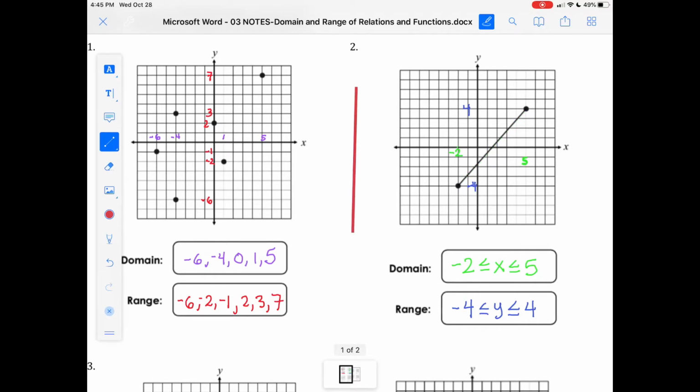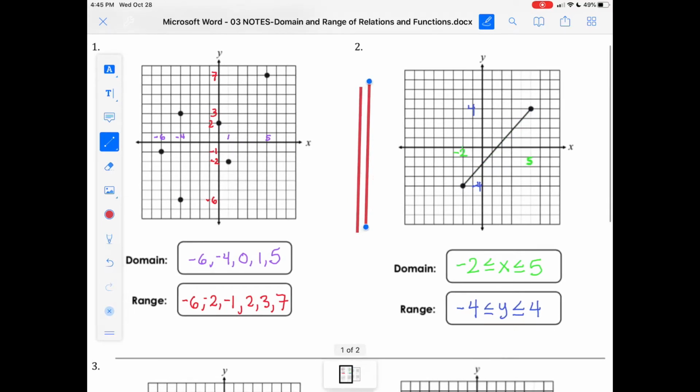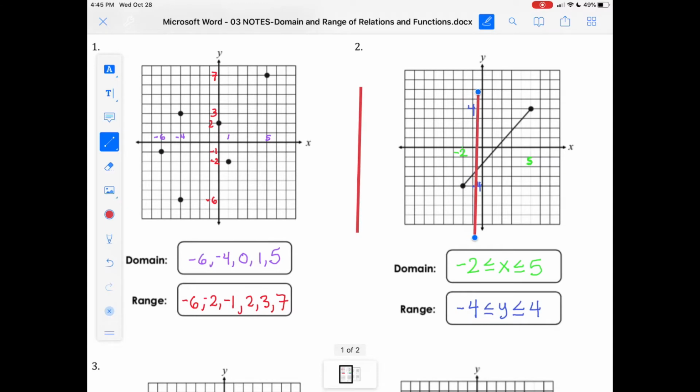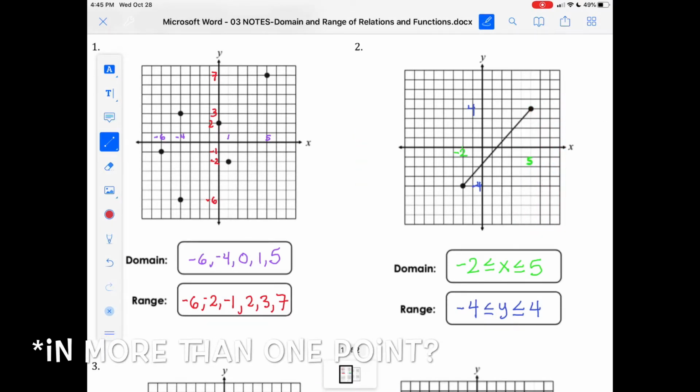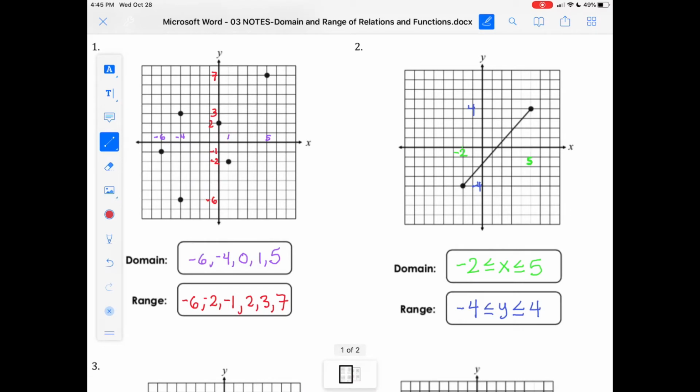So to find out whether or not this is a function, again, we would take that vertical line and see, is there any place on that graph where it intersects that vertical line in more than one point? No. So this would be the answer to 1 and 2.